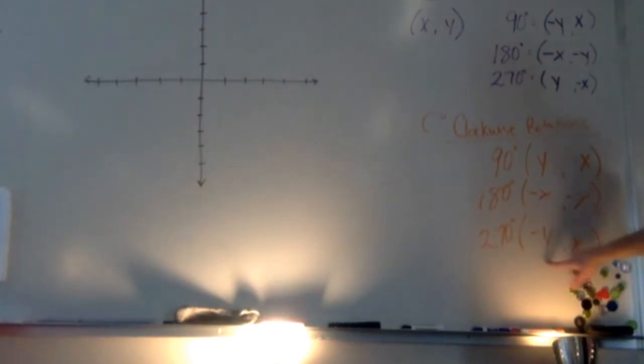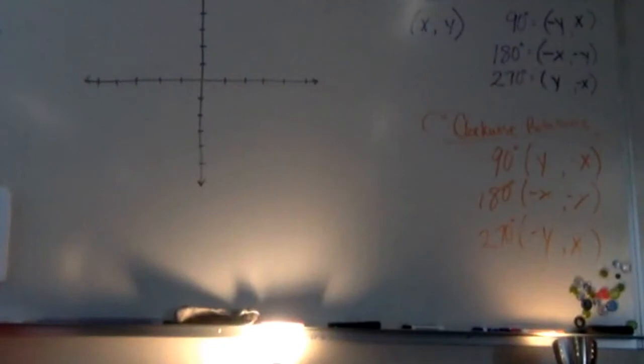All right, notice how our x's and our y's will flip, and our y will change its sign. Well, y will change its sign, and x and y will flip. Same thing with 180 degrees. All that happens is our signs flip.